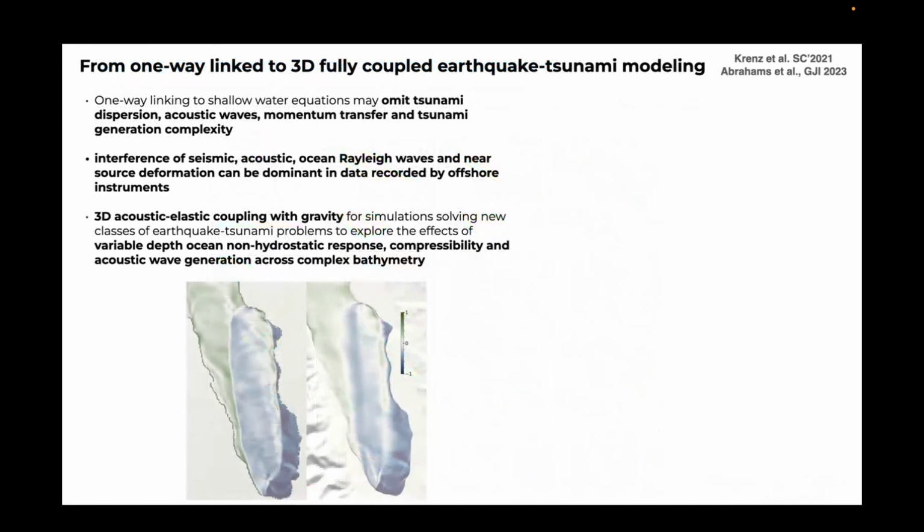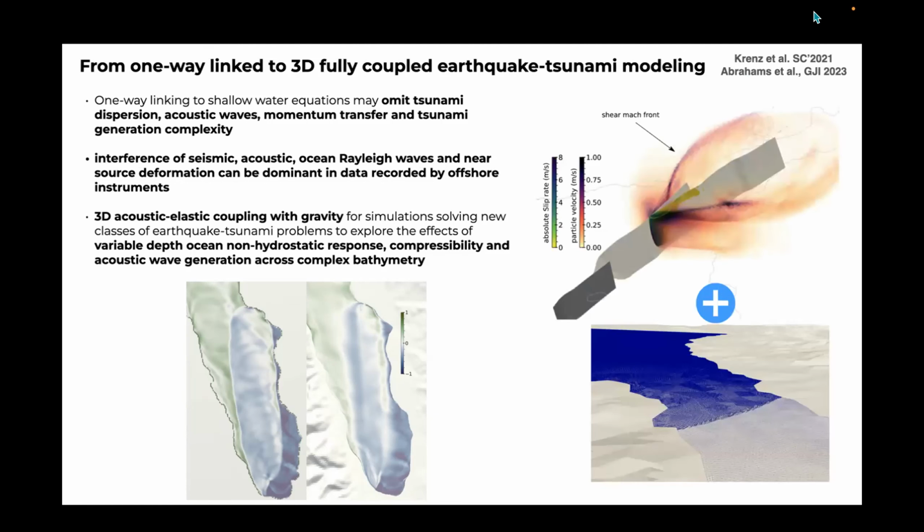As I said, we are able to now do fully coupled earthquake tsunami modeling, and that would be really interesting to set up based on the findings that this experiment will reveal. The motivation for that is that one-way linking to the shallow water equations may omit tsunami dispersion, acoustic waves that might be interesting for tsunami early warning, especially on the Chilean side of things, and also on the other side of the trench, which is important for early warning, maybe in Hawaii and California. Momentum transfer and tsunami generation complexity.